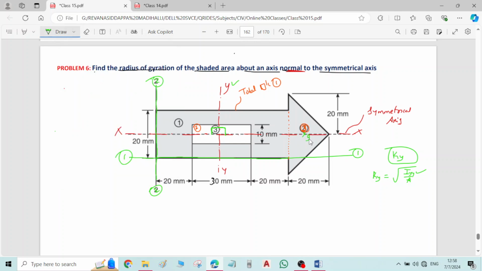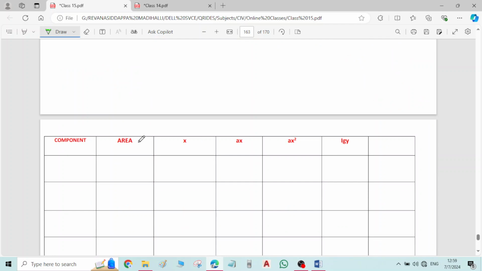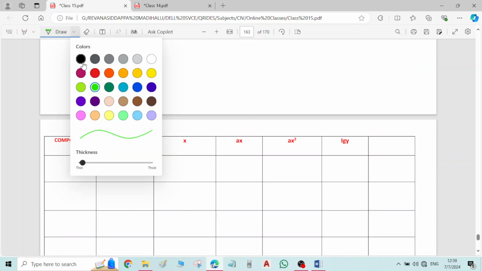So if I take G3 as the centroid of the triangle, the distance of the centroid for a triangle is always h by 3 from its base, correct? And for the smaller rectangle it is b by 2, and even for the larger rectangle it is b by 2 only. Now let us take components one by one and we'll do the calculations.